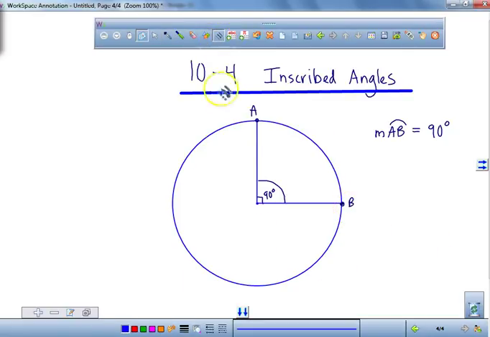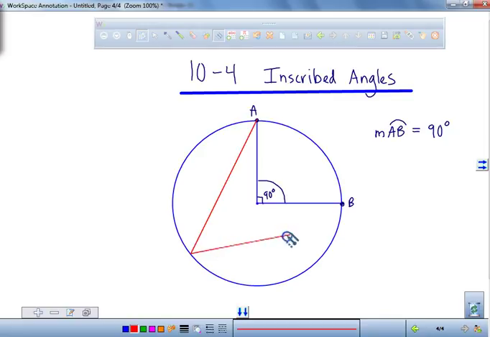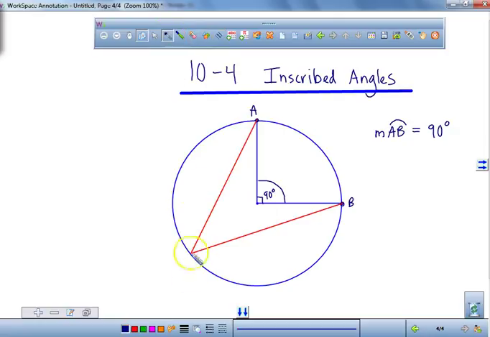Now the next thing I'd like you to do is draw what's called an inscribed angle. Inscribed means from right here, I'm going to go to another part of the circle on the inside of the circle, and I'm going to touch it right there to a point, just randomly choosing a point, and then from that point, I'm going to touch it right back over here to point B. This angle right here is considered to be inscribed. I'm going to write the word. Inscribed. This is an inscribed angle.